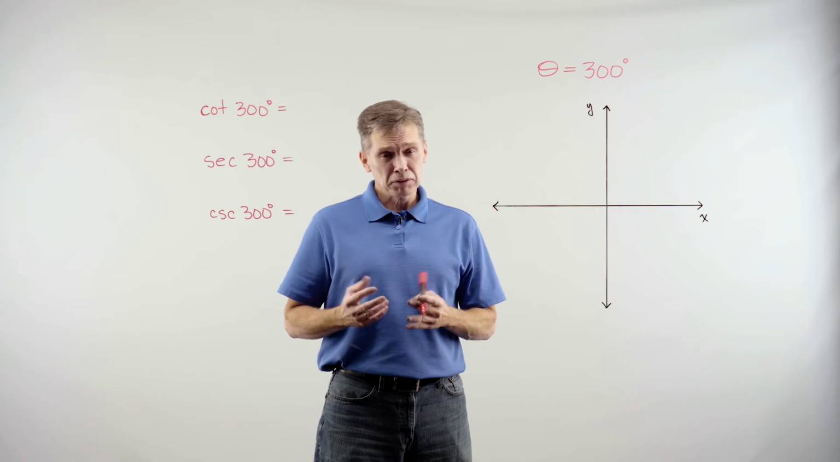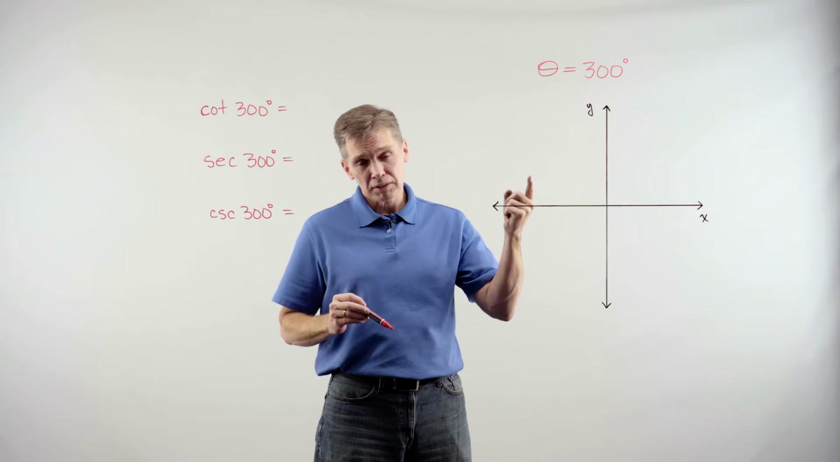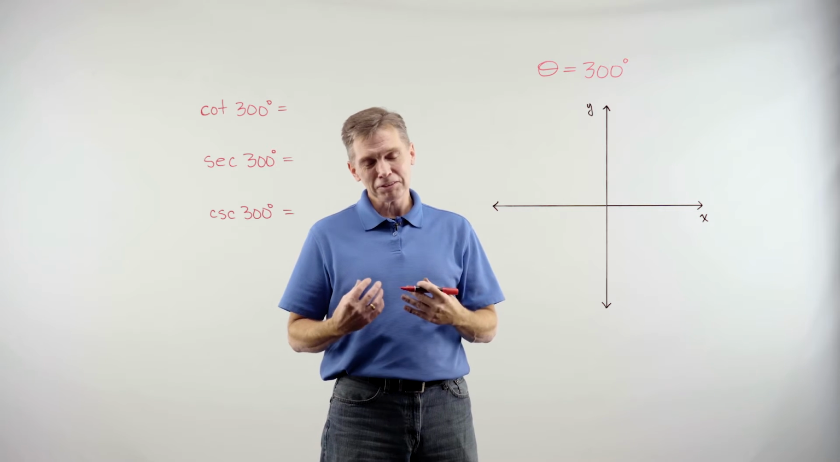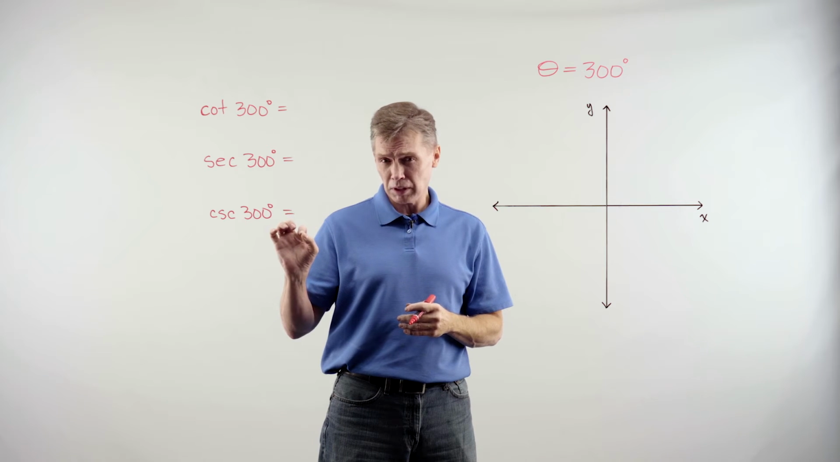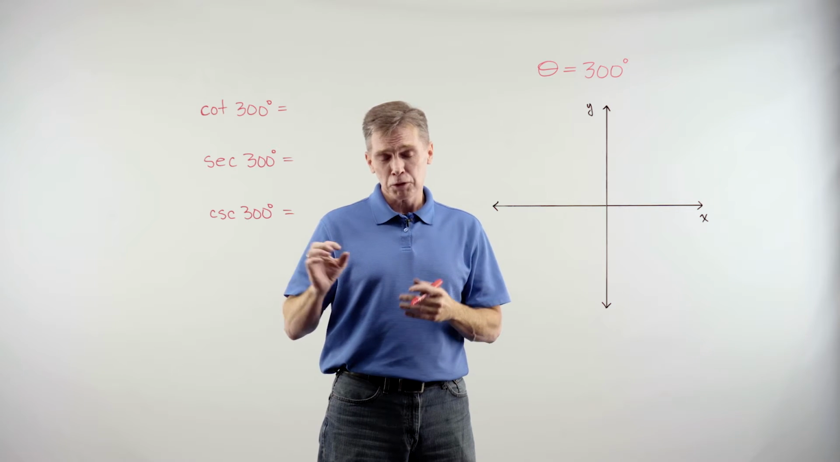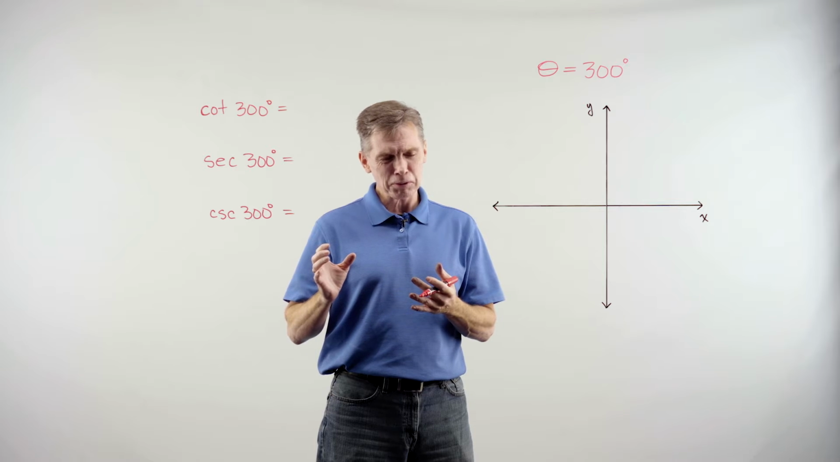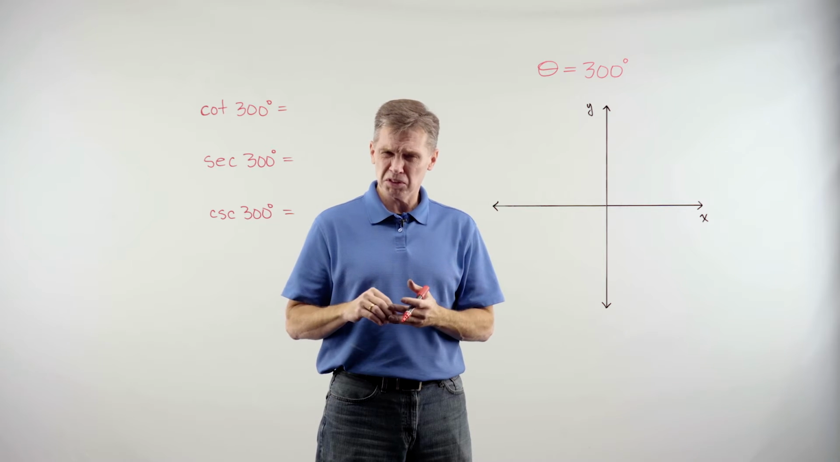Hi, I'm Pat. All right, what they've given us in this problem is this theta, in this case 300 degrees. What they're asking of us is to evaluate the cotangent, the secant, and the cosecant of that angle. Okay, so you're going to do some on your own as well, I know, and it'll be a different angle, but use this same approach.